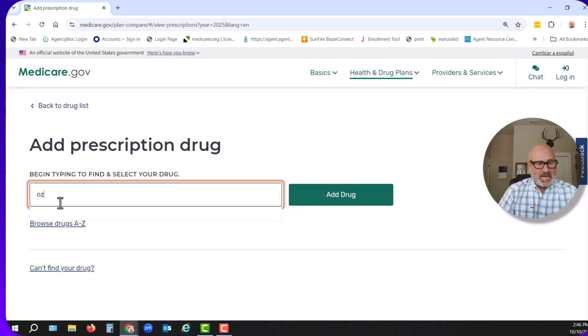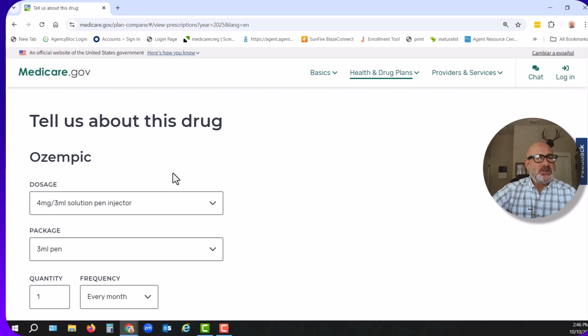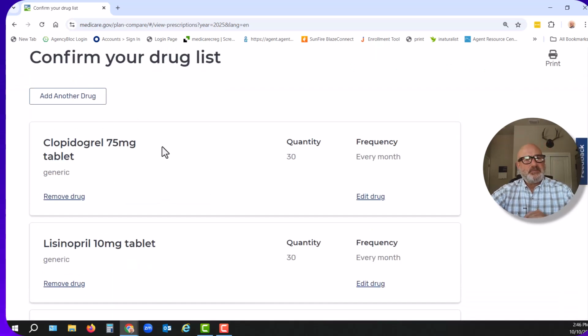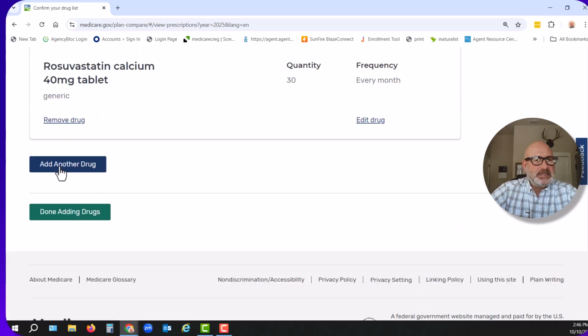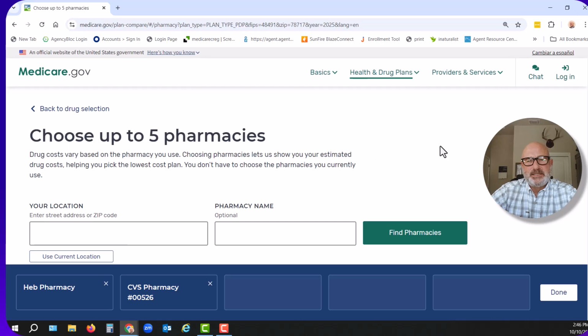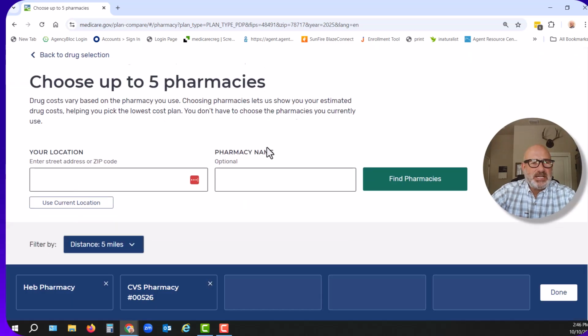So let's pretend that you're taking Ozempic. Well, I guess there's just one C, Ozempic. How does that affect your prescription choice or plan choice? Well, let's add it. Let's just see what happens. Add that. All right. We're good. We're just going to stop right there. And it's loading. And again, lots of changes going on.